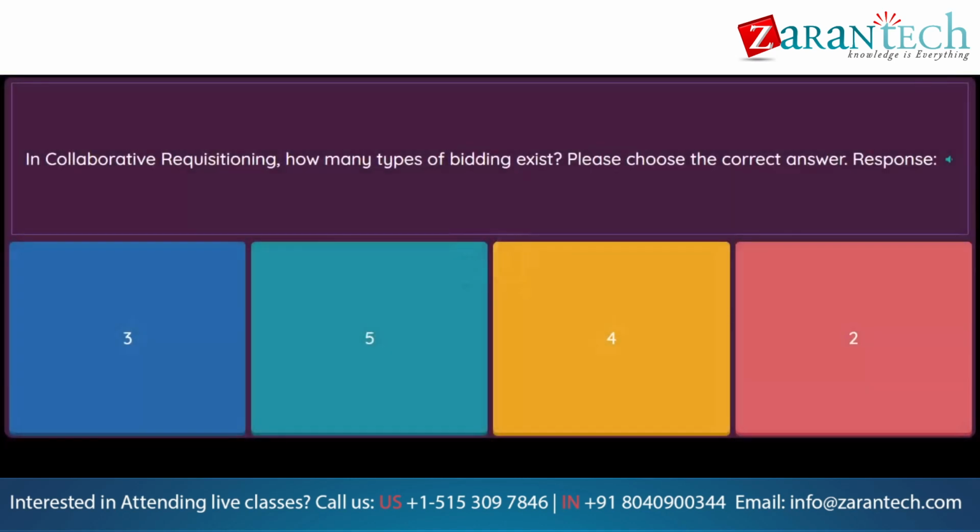Question: in collaborative requisitioning, how many types of bidding exist? Please choose the correct answer. Response: Option 1, 3. Option 2, 5. Option 3, 4. Option 4, 2.